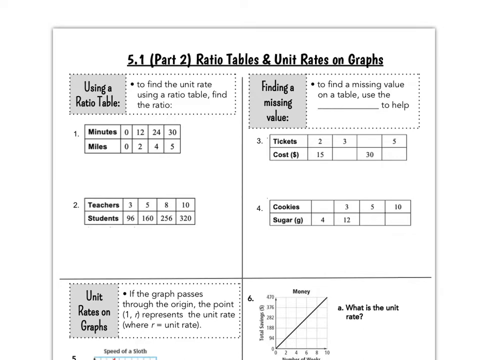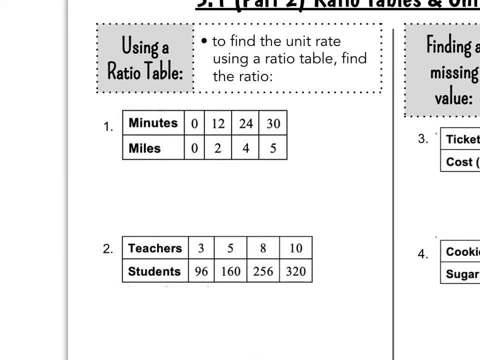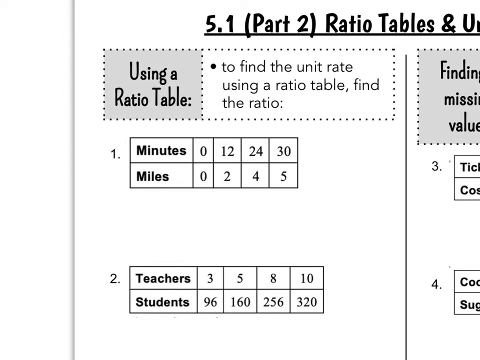Okay, so now let's take a look at the top left, and here we're going to look at some ratio tables. Ratio tables are basically two quantities that are proportional to each other. For this ratio table, we have minutes and miles. Now to find the unit rate using the ratio, you find the ratio y over x. So we're going to write that here. You're going to use y over x.